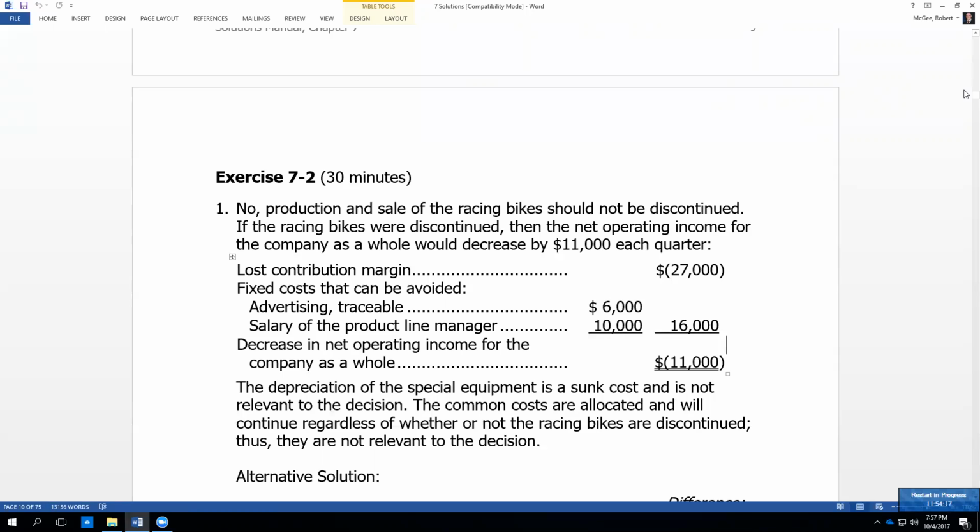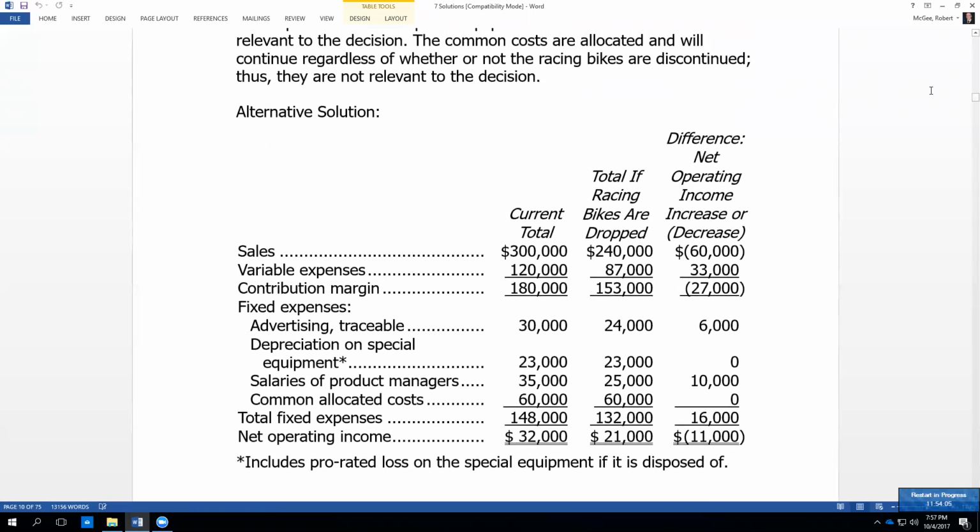Oh, look at this. An alternative solution. Just when you thought you had all the excitement you could take, there's more. How else could we do this? Oh, look at this, where they look at all the aggregate. What do you call this approach? It's the aggregate approach. So you can do this in 3 columns. The current total, 32,000, and then the total if the racing bikes are dropped, 21,000 there. Contribution margin 153, operating income 21, or the difference, net operating income, increase or decrease. Difference there, 32 versus 21, 11,000 behind.